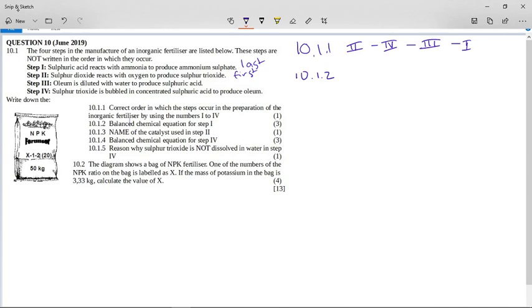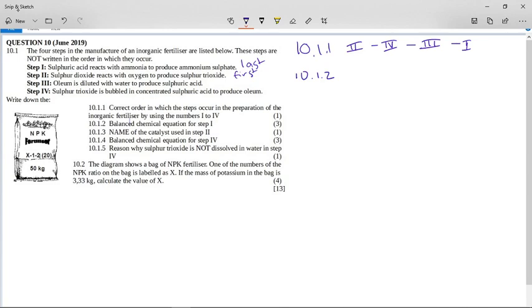Now it says to you, balanced chemical equation for step 1. Remember, anytime it says balanced chemical equation, you must focus on getting the marks. If you don't know how to balance it, and you know it's going to take you ages if it's a hard equation, focus on getting the marks for writing the reactants, drawing the reaction arrow, and then giving the products.